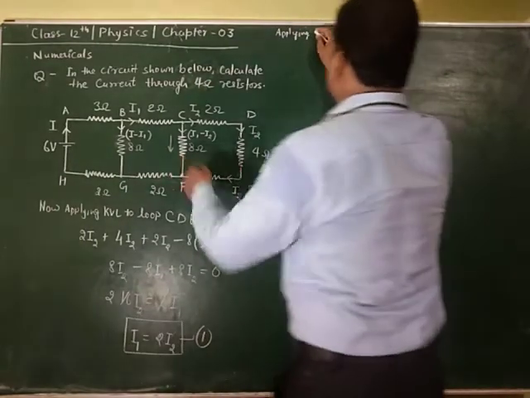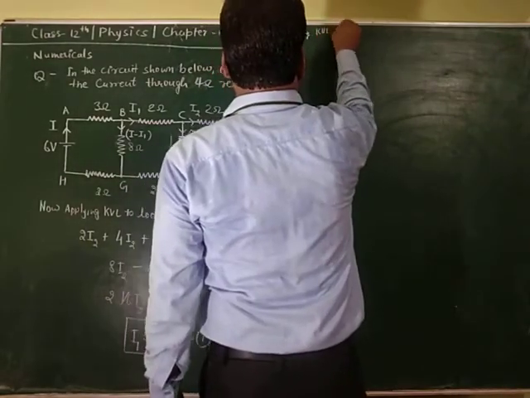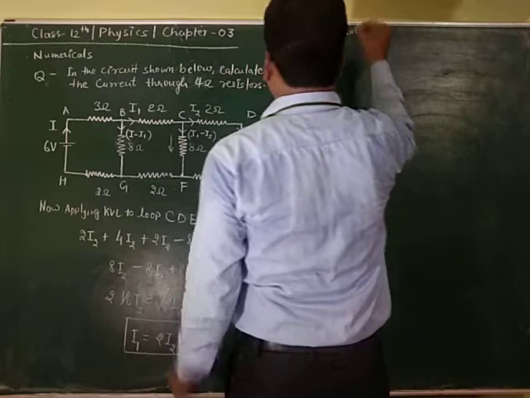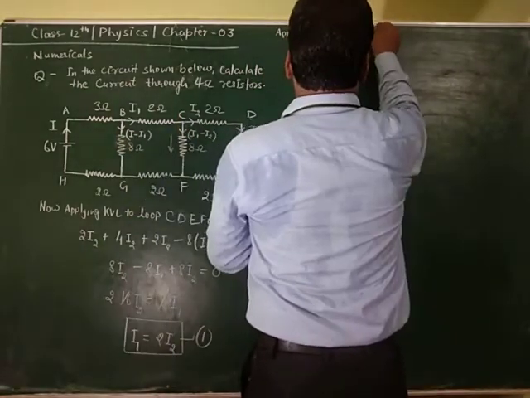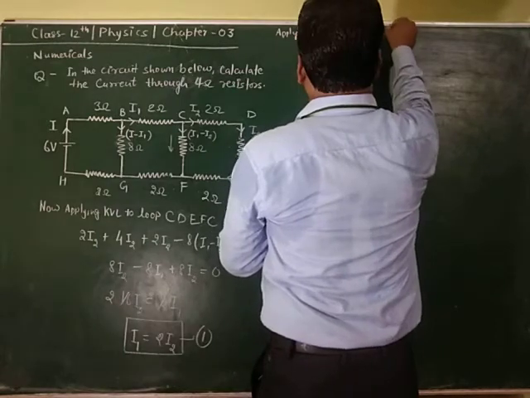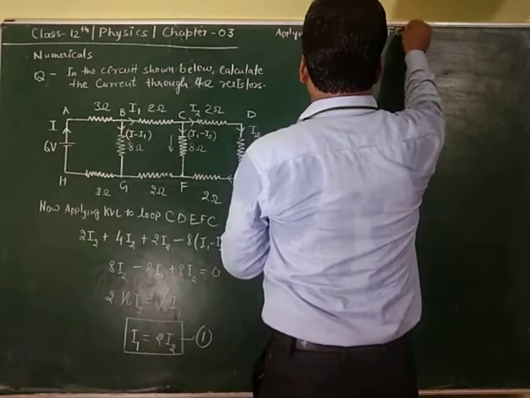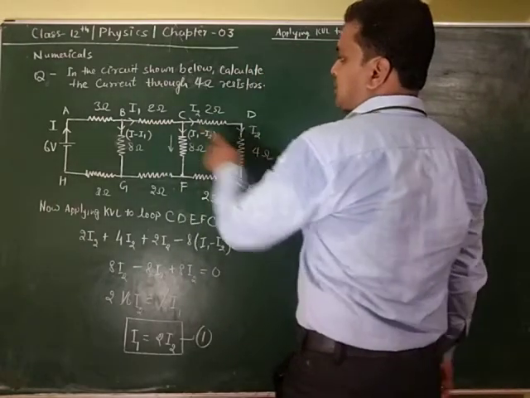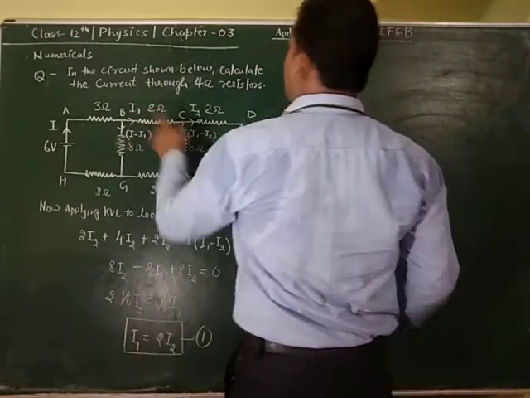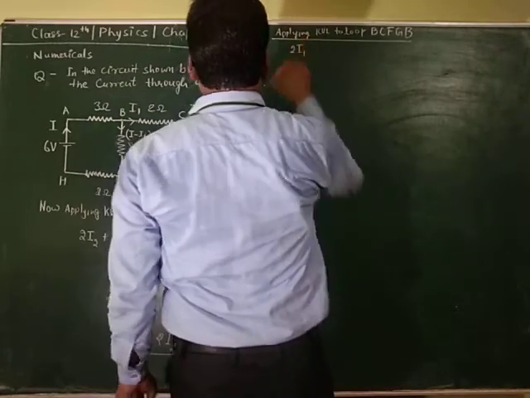Now applying KVL to the loop. Which loop? B, C, F, G, B. In this loop we have to apply this. So B to C, 2 into I1, 2I1.